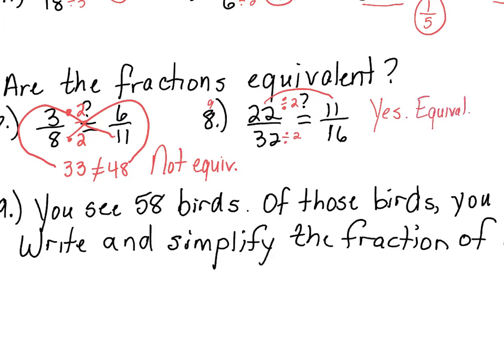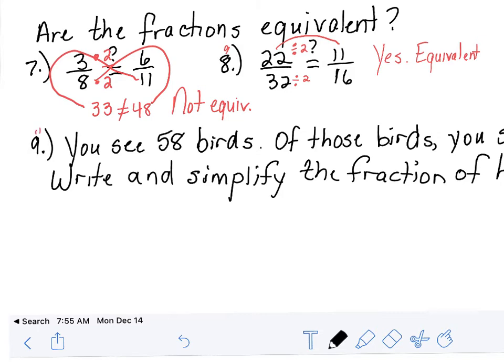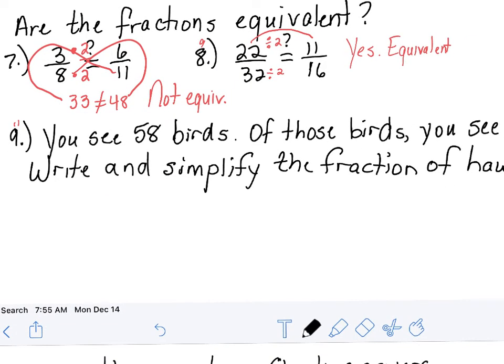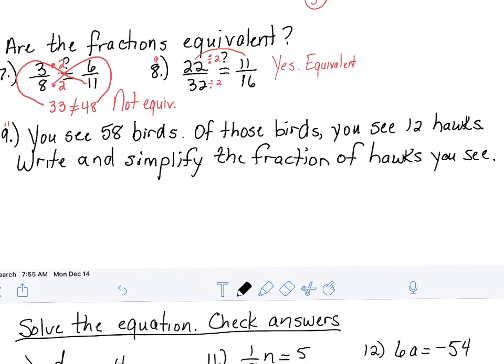Okay, my next one is the story problem, number 11 on your page. It says you see 58 birds while on a bird watching tour, and of those birds you see 12 hawks. Write and simplify the fraction of hawks you see. Well, how many hawks were there?